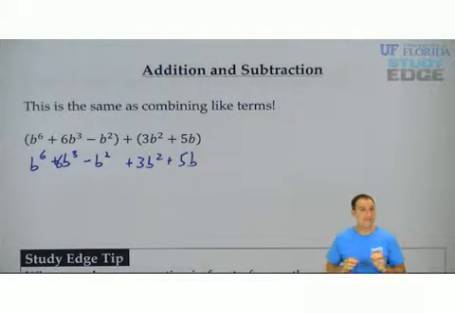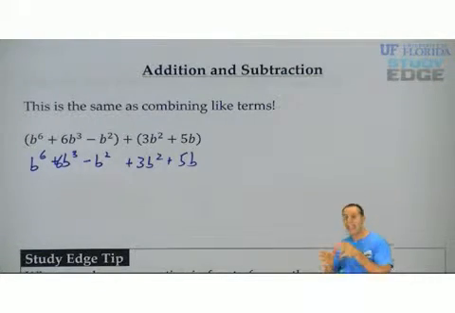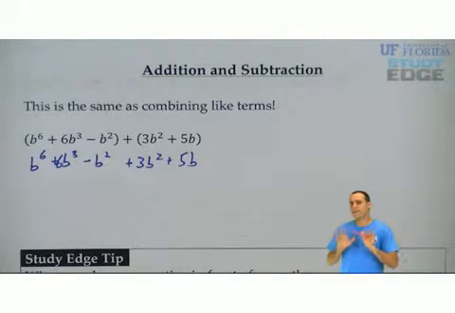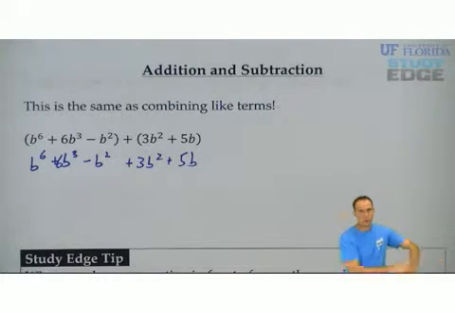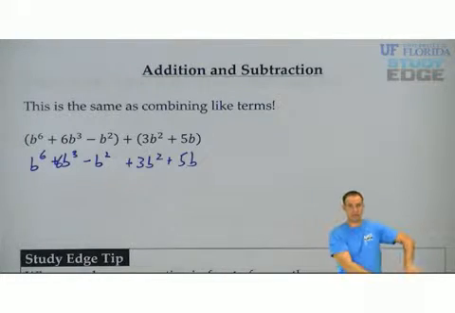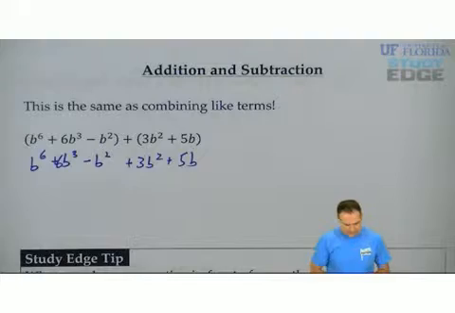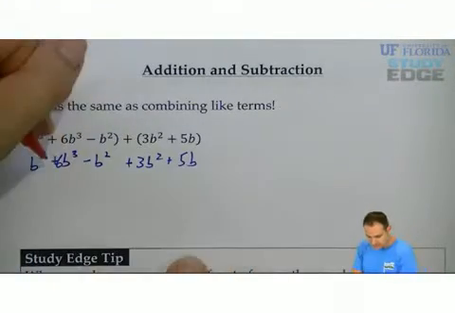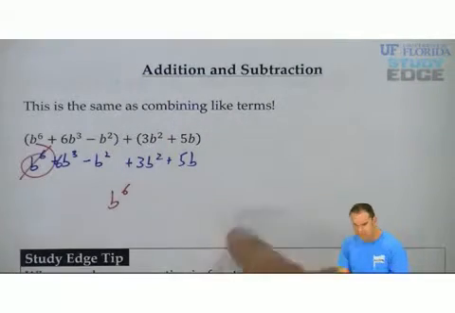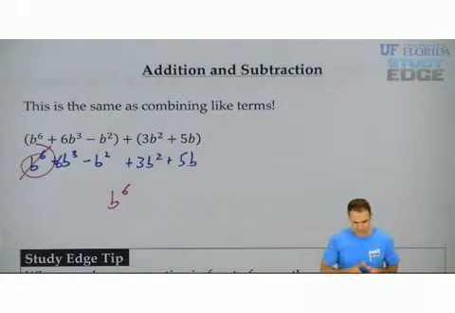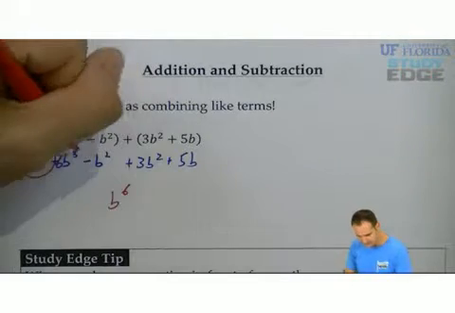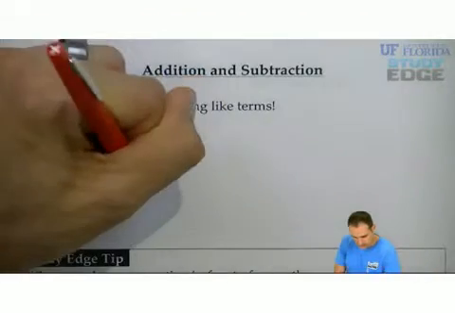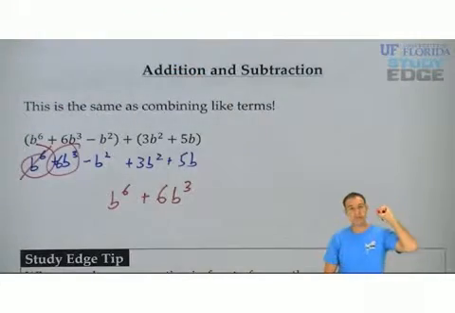And remember, they have to have the same variable and exponent. And another little tip for you, make sure to go in descending order, highest power to lowest power. The highest power in this case is b to the 6th. I don't see any others with b to the 6th, so I will just rewrite it as b to the 6th and cross it off as I go along. The next highest power is 6b to the 3rd. I don't see any others, so I would just leave it as 6b to the 3rd power.